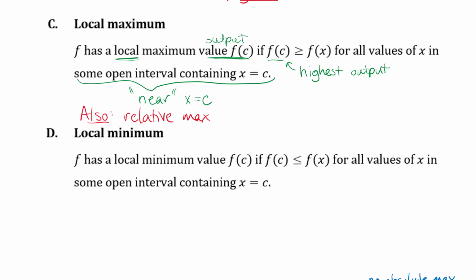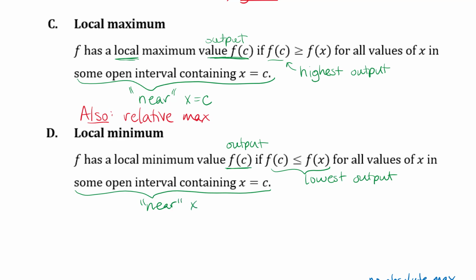So f has a local minimum value, f of c. Again, that's an output value. If f of c is less than or equal to f of x, so that's a lowest output for all values of x, but not necessarily on the entire domain, just in some open interval containing x equals c. So near x equals c, on some neighborhood of x equals c. And this is also called a relative minimum.